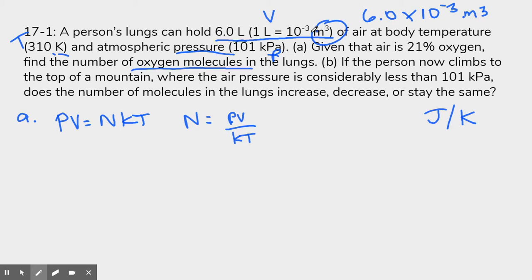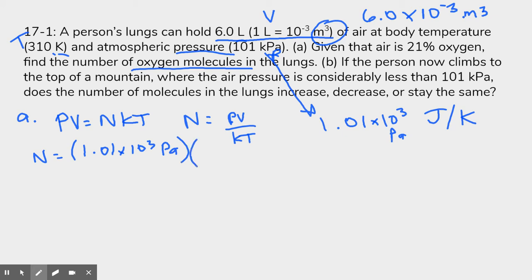And second, we do not want to work with kilopascals right here. We want to work with pascals. So that would just be 1.01 times 10 to the third pascals. Okay, so let's start plugging in our information. Pressure is 1.01 times 10 to the third pascals, and our volume, which we just found, was 6.0 times 10 to the negative 3 meters cubed.